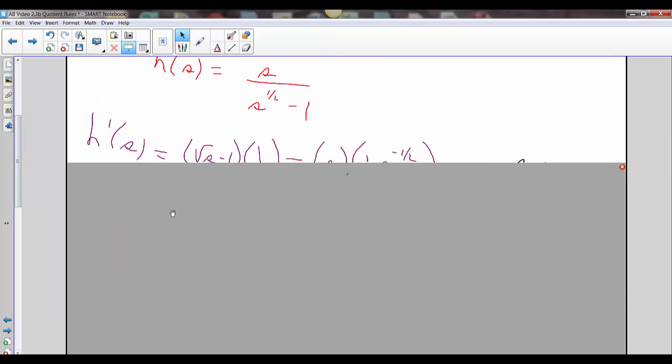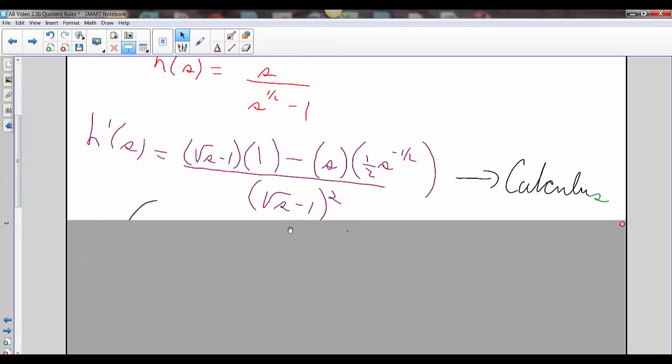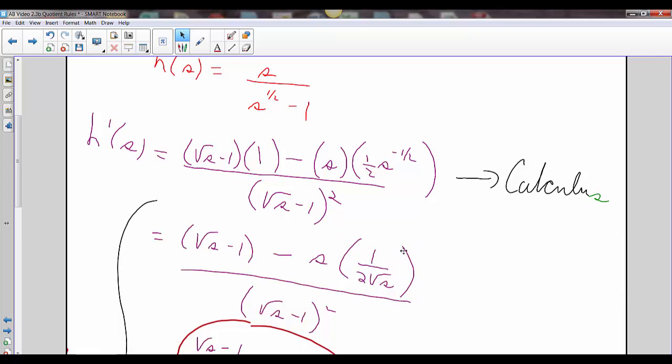The derivative will be, again, the square of the denominator, and on the top is the denominator times the derivative of the numerator minus the numerator times the derivative of the denominator. Basically, at that point, the calculus is done, and all of the rest of it is algebra. So here, of course, s to the negative 1/2 means 1 over 2 root s.